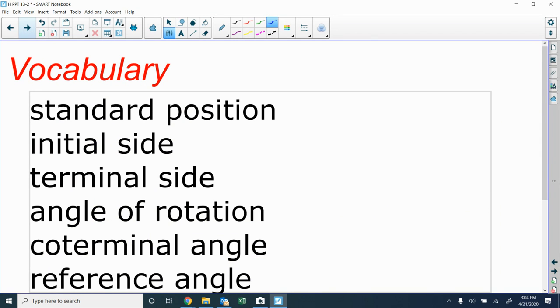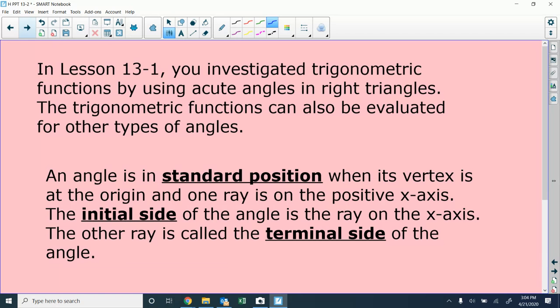Standard position, a couple of terms here: initial side, terminal side, angle of rotation, coterminals, and reference angles. So we'll get to all those, just to give you a little precursor to where we're headed. Those are the words that are going to come up today. In 13, we investigated trig, and we evaluated some other angles.